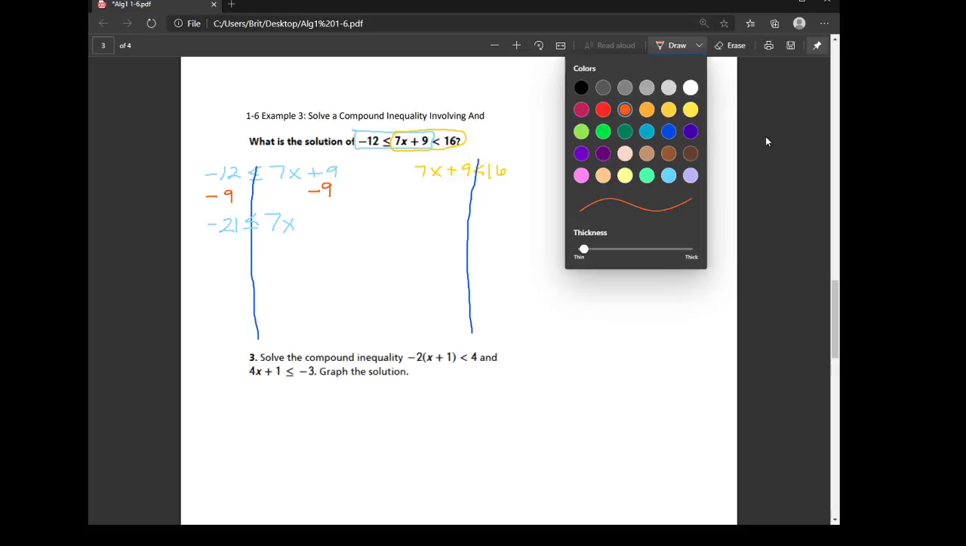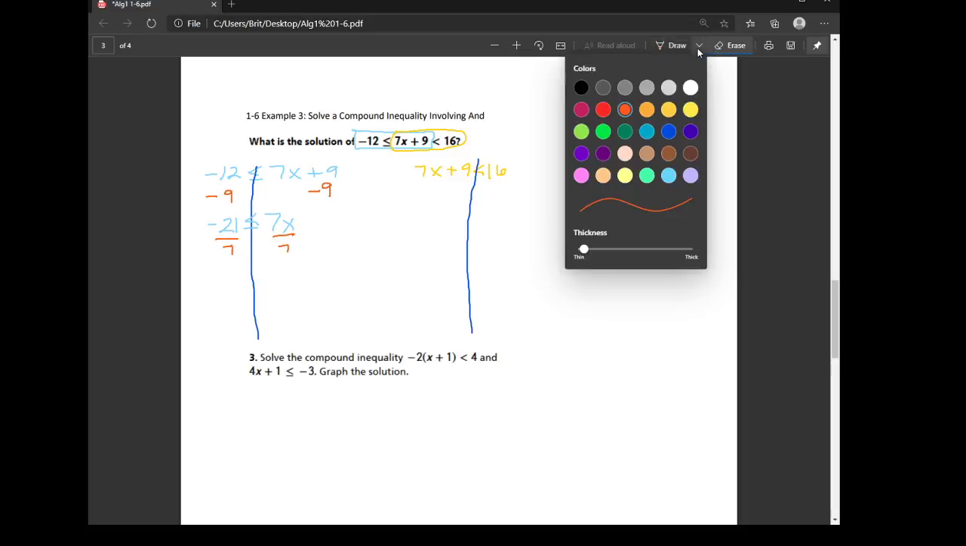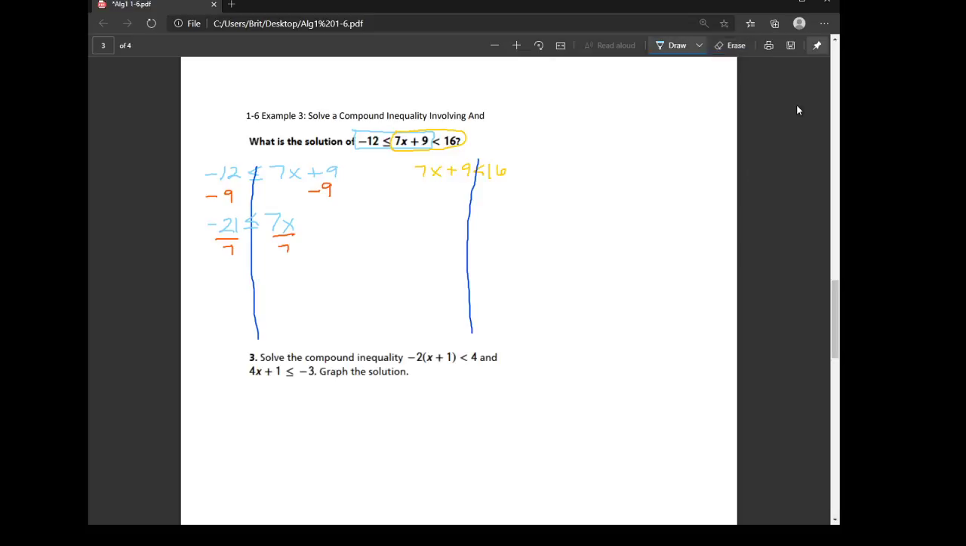When you have a number and a letter squished together like this, that's multiplication. So the inverse operation is division, and I'm going to divide by 7. And you get that negative 3 is less than or equal to x. Normally I like to have my variable on the left-hand side and my number on the right, so I'm going to flip everything around. I'm going to say that x is greater than or equal to negative 3, because I think that's a little easier for me to graph.